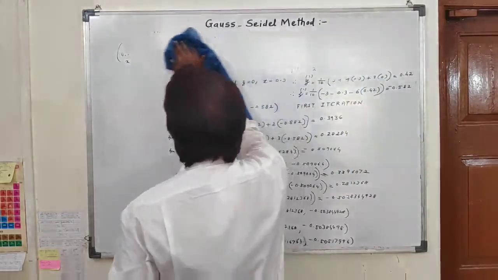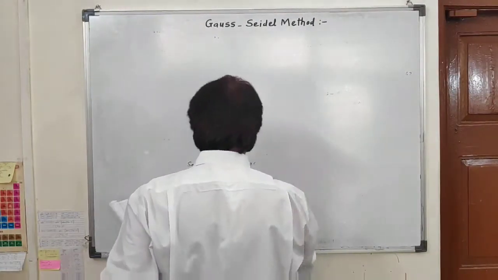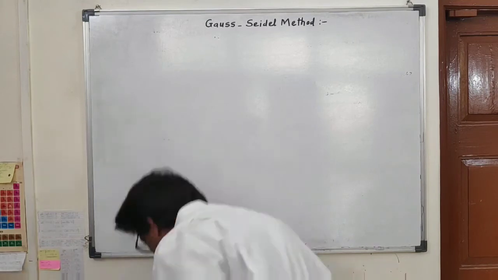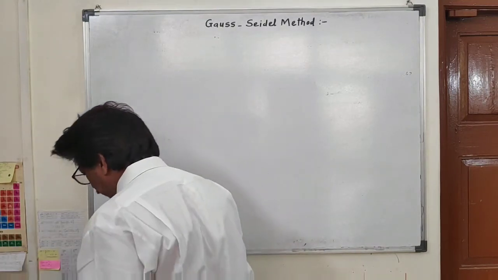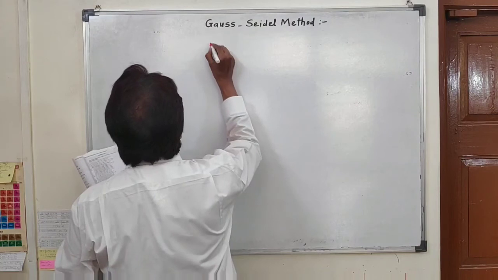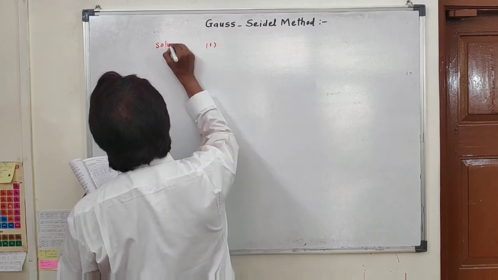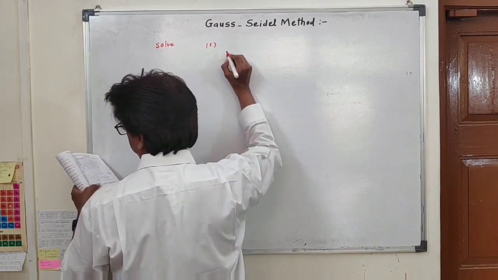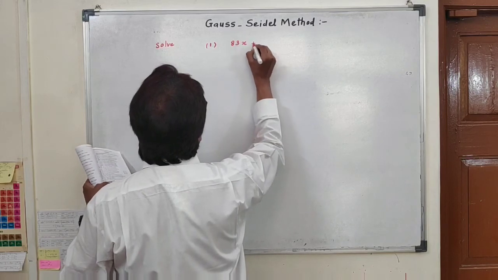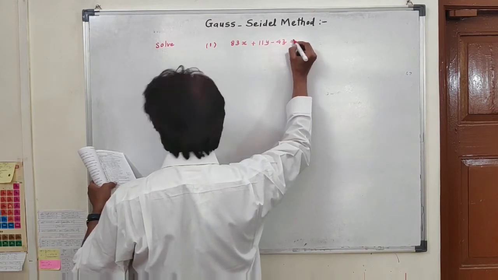Now, two examples for homework. Solve 83x plus 11y minus 4z is equal to 95.